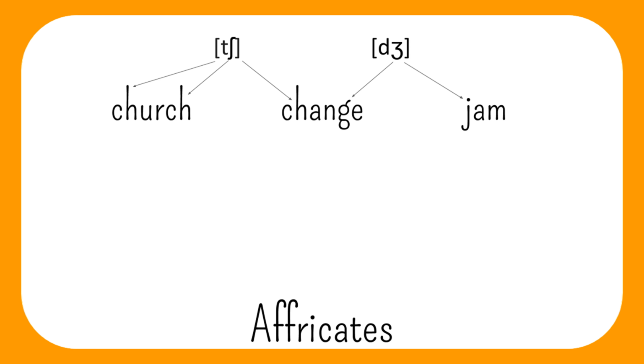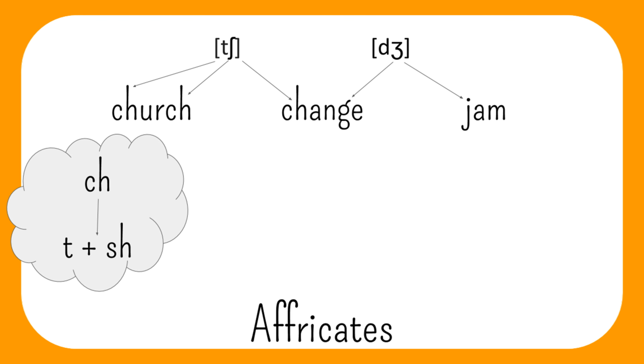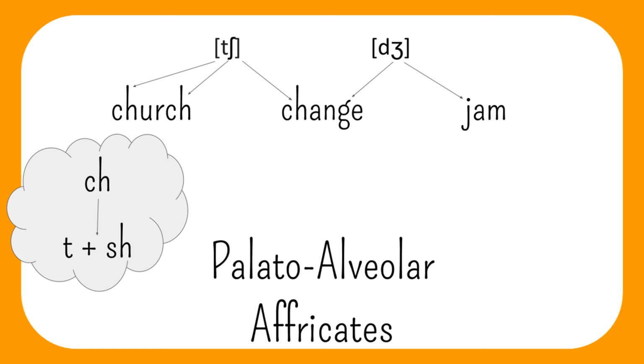It's strange to think of ch as being a t followed by a sh, but if you listen extremely closely, you can hear where the plosive is followed by a fricative. Try it yourself. These are the palato alveolar affricates and are sounded by placing the blade or tip of the tongue behind the alveolar ridge.